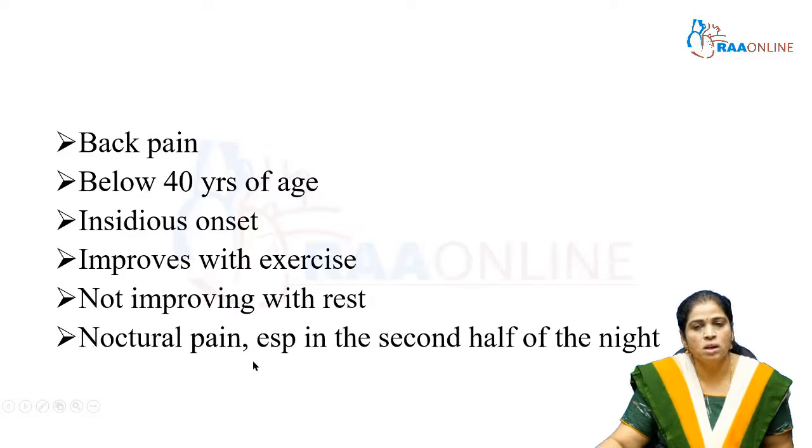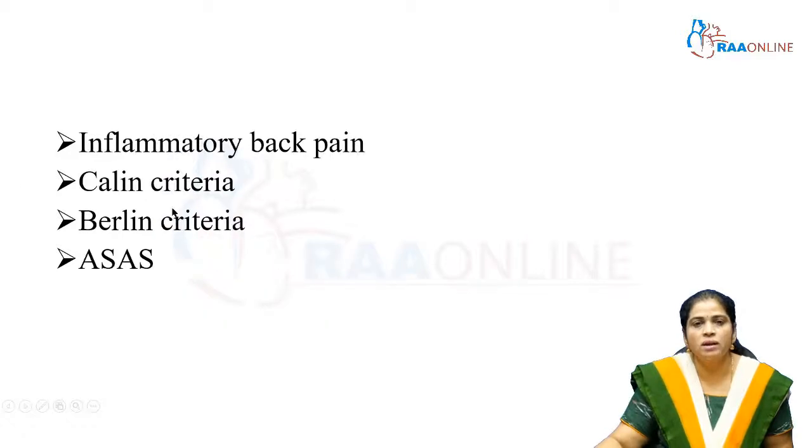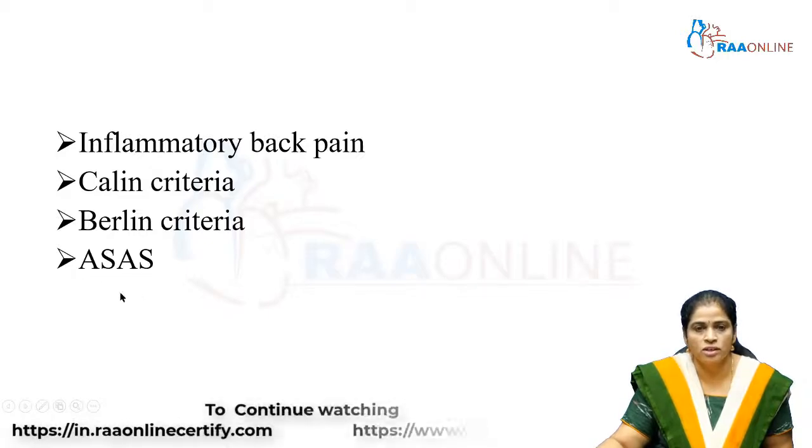And there can be nocturnal pain, especially in the second half of the night, which wakes the patient up. So there are several criteria, Calin, Berlin, and the ASAS one, Assessment of Spondyloarthritis International Society's one. All these try to distinguish whether it's inflammatory back pain or not.